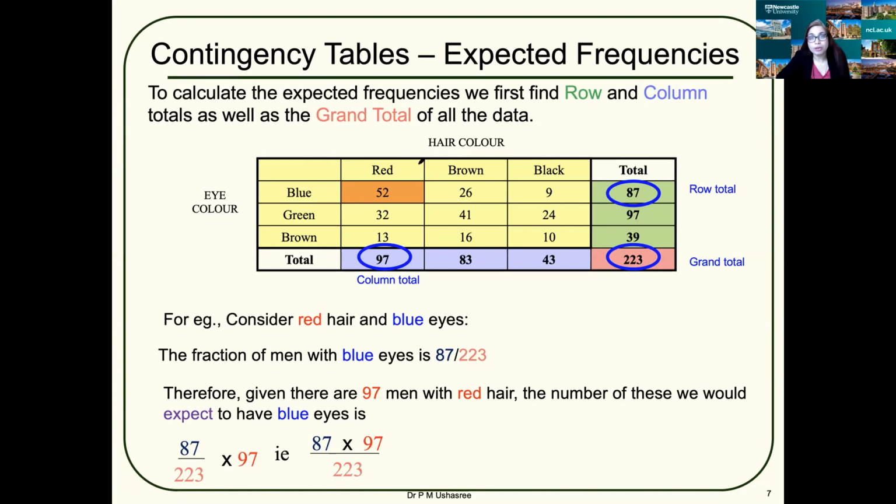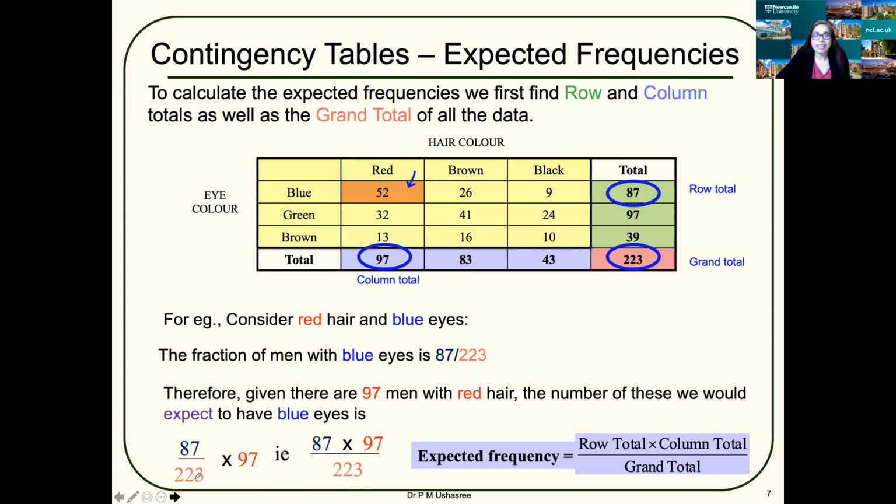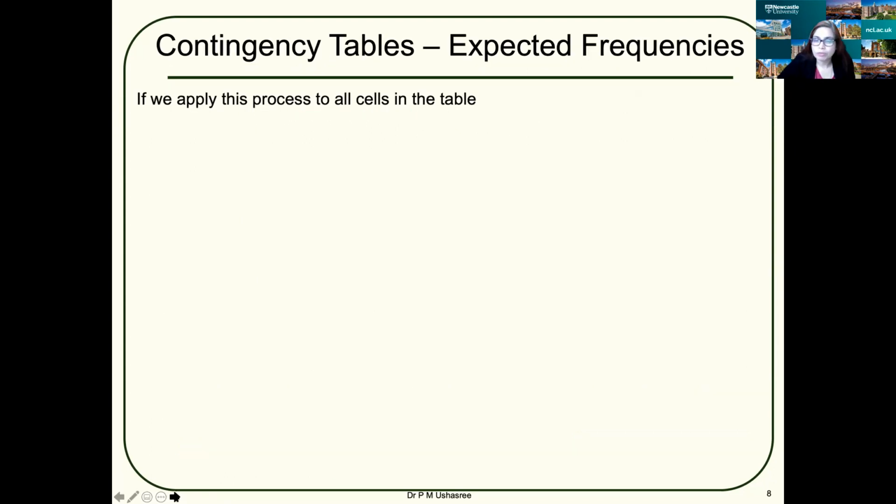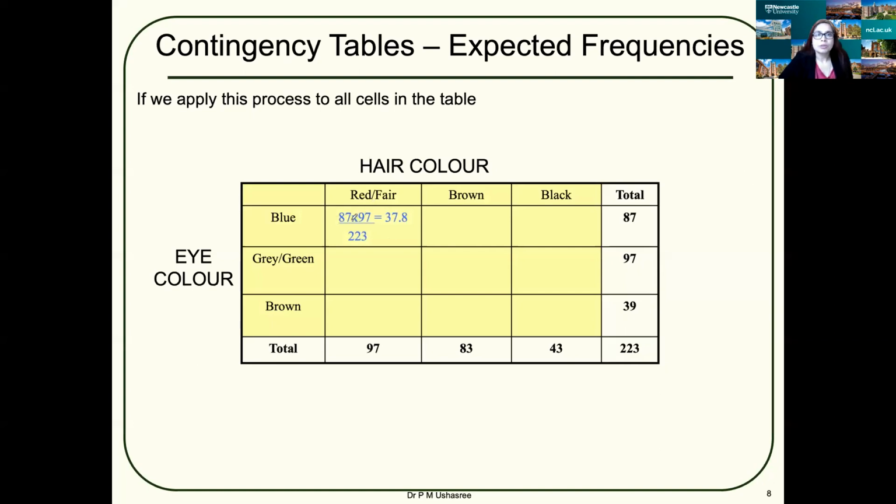So we have a formula for expected frequency for each cell now. We can write it as: expected frequency is equal to row total times column total divided by grand total. So now you can use this formula to calculate the expected frequency for each cell. I'm going to show you one of them, how I've done that. We have calculated the expected frequency for the first cell. This is your expected frequency.